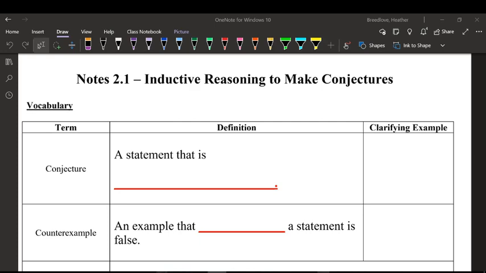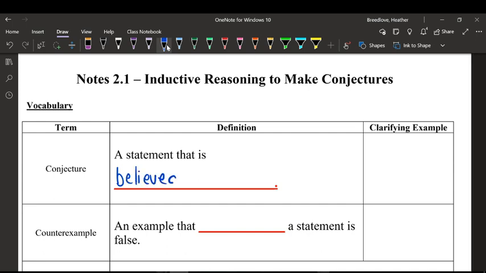Okay, so 2-1 is inductive reasoning to make conjectures, because the title of this, like I said, is reasoning and proofs. So you might also think of it as logical thinking, logical reasoning. And we're starting with inductive reasoning to make conjectures. So you would need to know what is a conjecture in order to use inductive reasoning to make a conjecture. So a conjecture is a statement that is believed to be true.